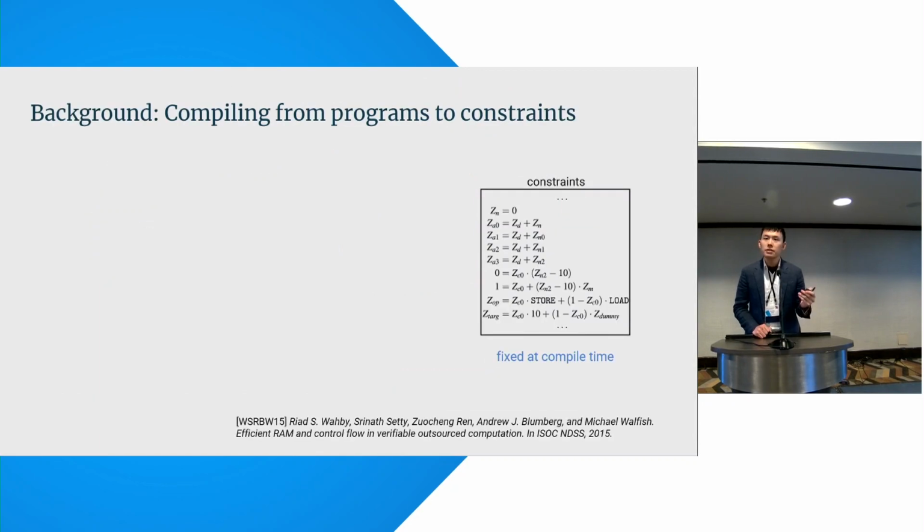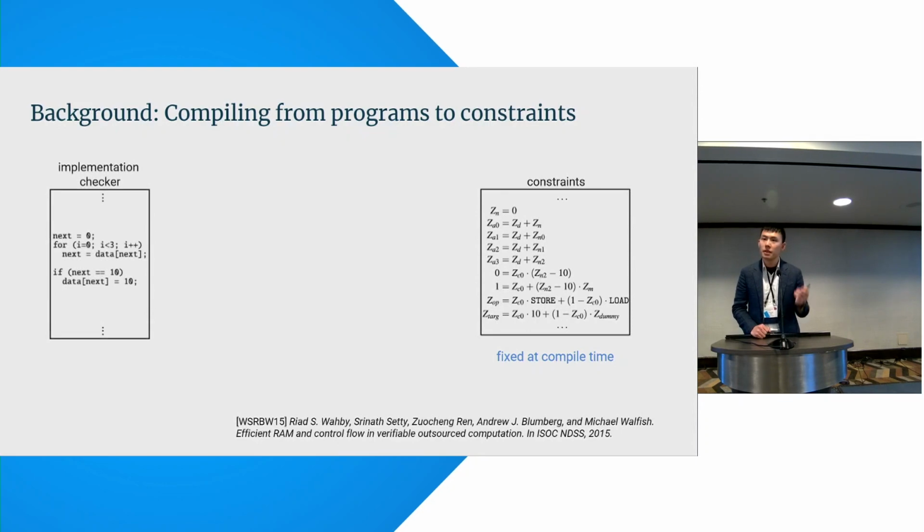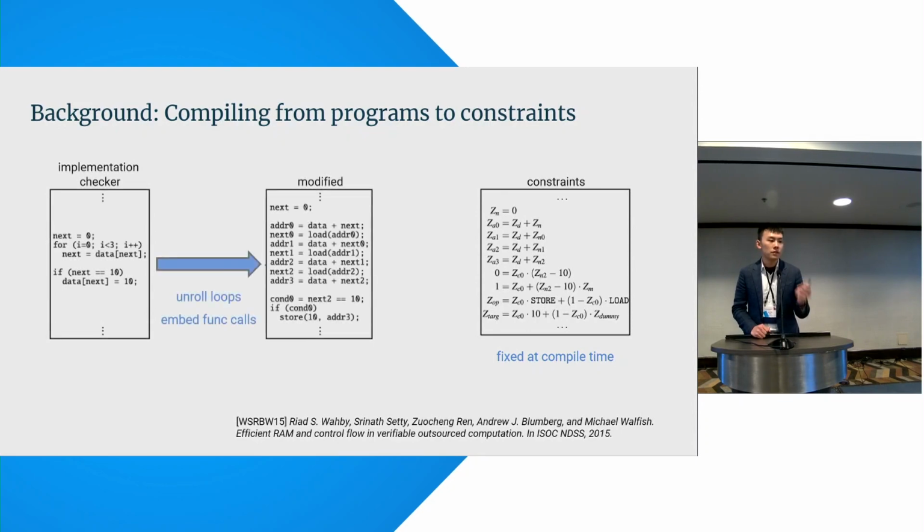Now, before I show you how refinement works on one of our concrete examples, let me first digress and talk about the constraints that are used in probabilistic proof protocols. These constraints are represented as a set of mathematical equations that need to be fixed at compile time. What this tells us is that if we want to translate a program into constraints, we need to first unroll all of its loops and embed all of the function calls. Once we've done that, we can largely translate this modified program line by line into our constraints.